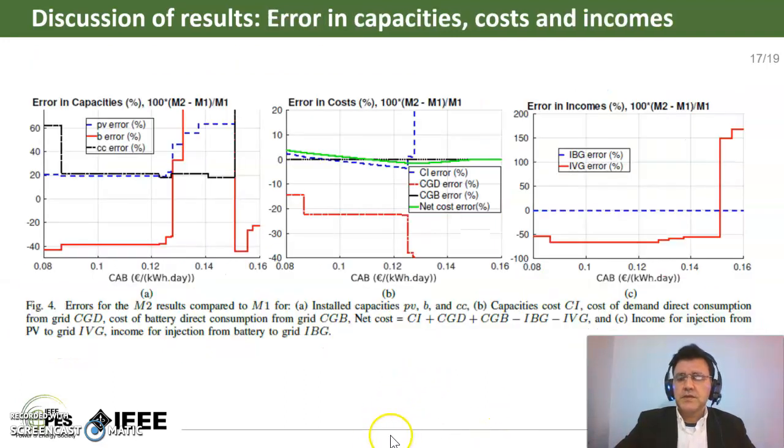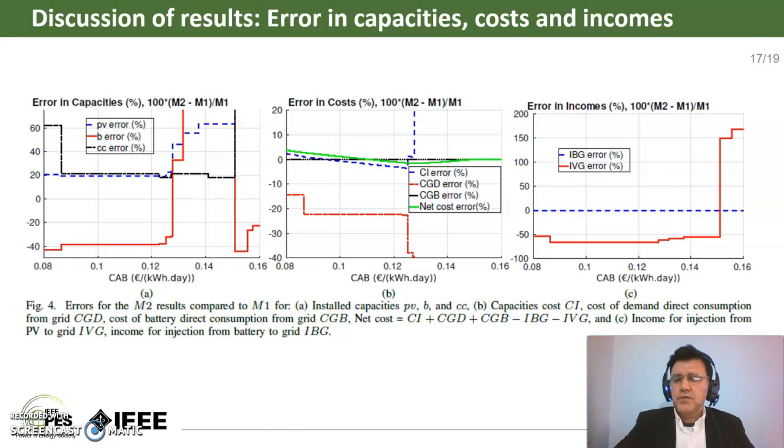As we can see in figure 4a, M2 overestimates the value of PV and connection capacity and underestimates the value of battery. The value of cost for direct consumption from grid is lower in M2 than in M1. Higher PV and lower cost for direct consumption from grid in M2 indicates the amount of PV self-consumption is higher in M2 than in M1.